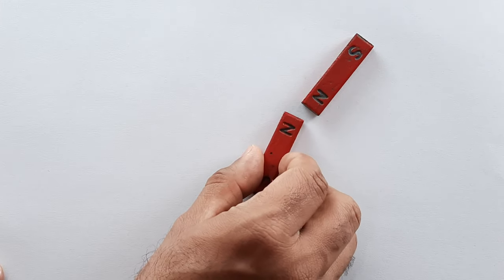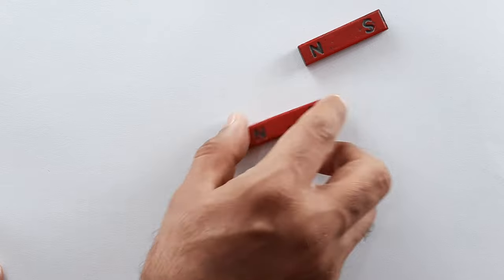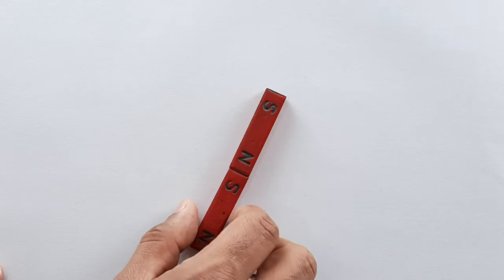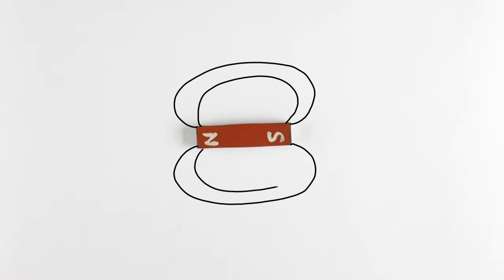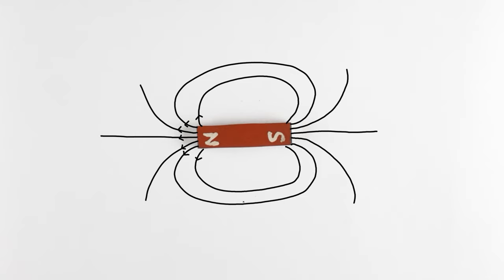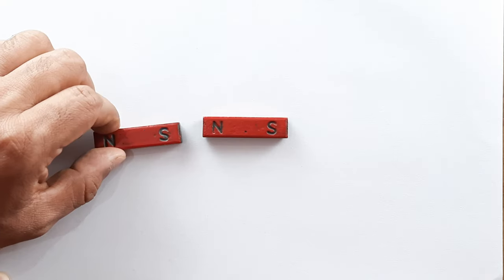A magnet can exert a push or pull on another magnet without even touching it. Do you know how it happens? A magnet creates a magnetic field around itself. If any other magnet or an object made of iron enters this field, it experiences a magnetic force.